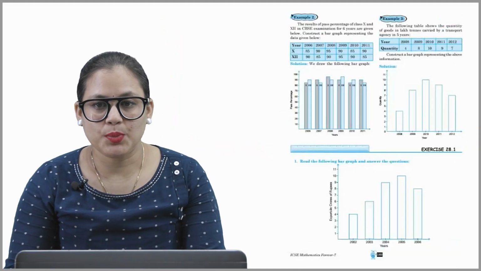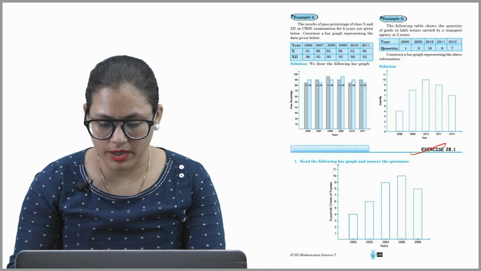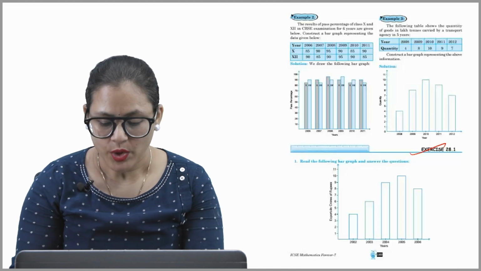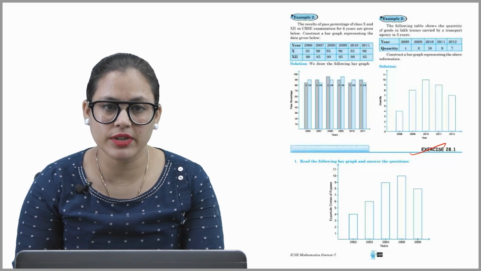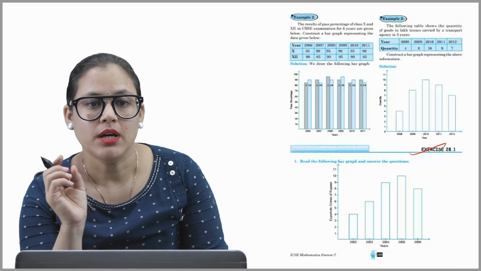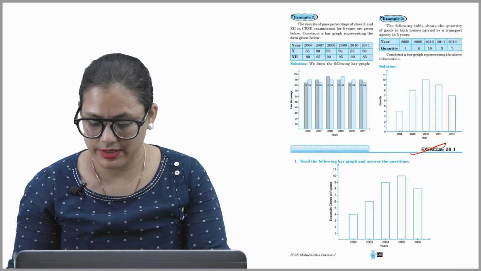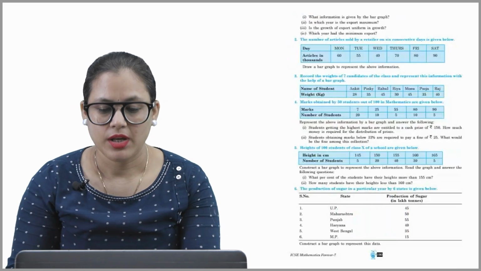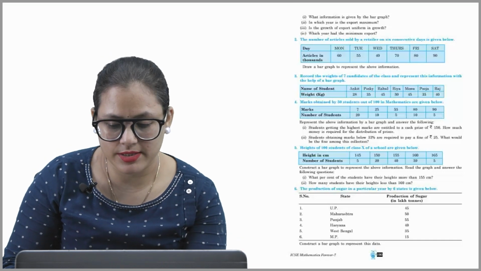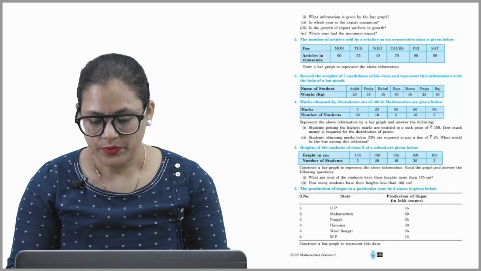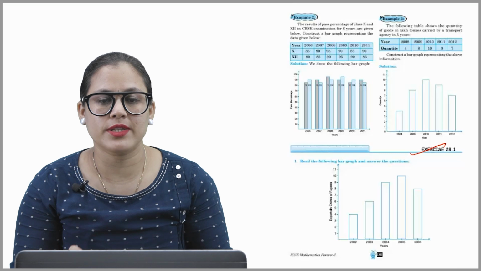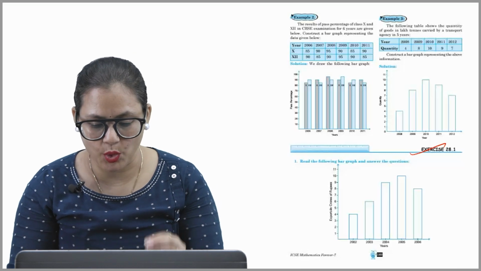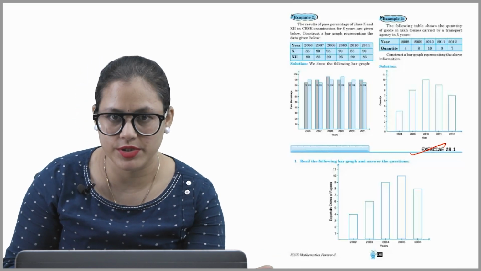Exercise 28.1. Read the following bar graph and answer the questions. On the x-axis, years is given, and on the y-axis, exports in crores of rupees. Now let's answer the questions. What information is given by the bar graph? This bar graph is giving the information about the export of cars in particular years.